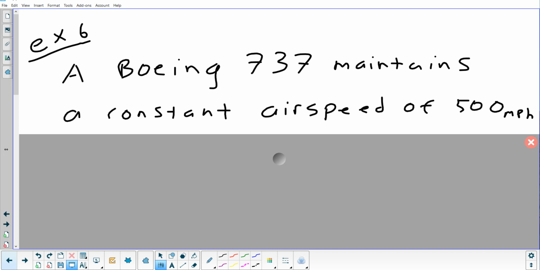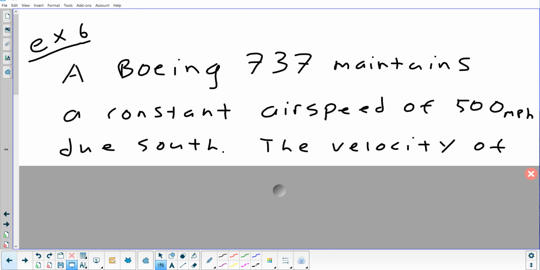So ground speed, another way you could think of it, is if you could point a radar gun at an airplane and see how fast it was moving across the sky. That's its ground speed. But if you stick your hand out the window, the airspeed might be different. So airspeed versus ground speed. And the airplane is maintaining an airspeed of 500 miles per hour south.